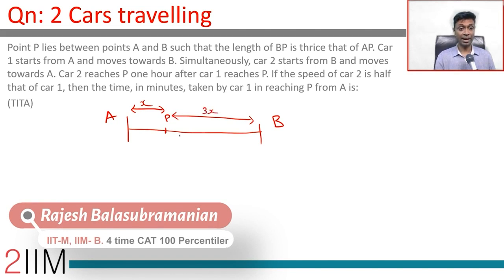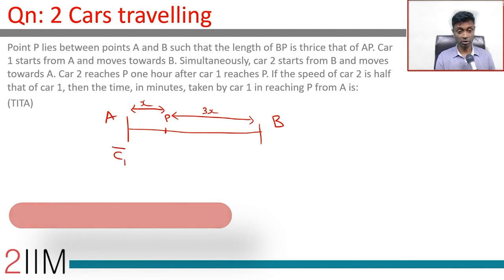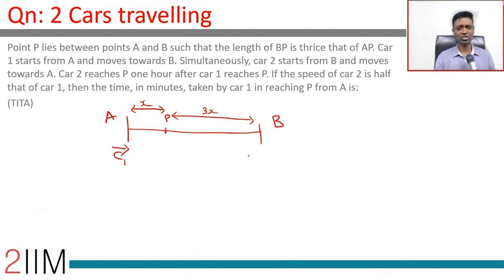Car 1 starts from A and moves towards B. Car 1 is moving like this. Simultaneously, car 2 starts from B and moves towards A. Car 2 this way, simultaneously at the same time. Car 2 reaches P 1 hour after car 1 reaches P. So car 1 takes time t, car 2 takes time t plus 1.